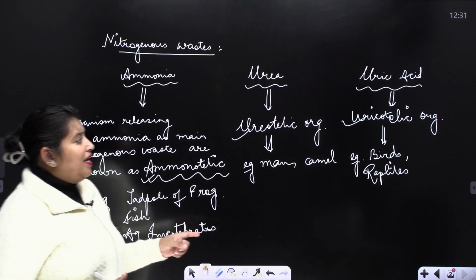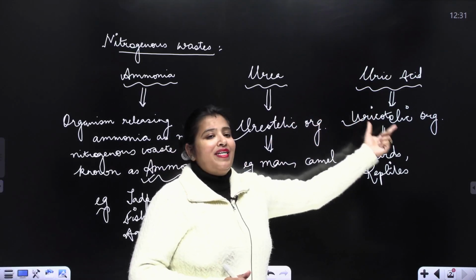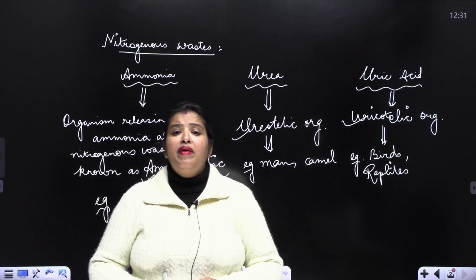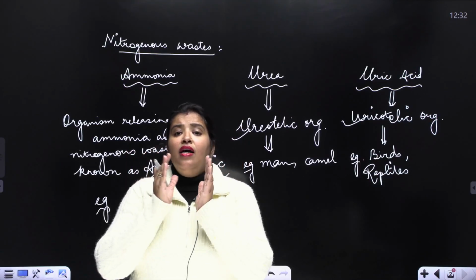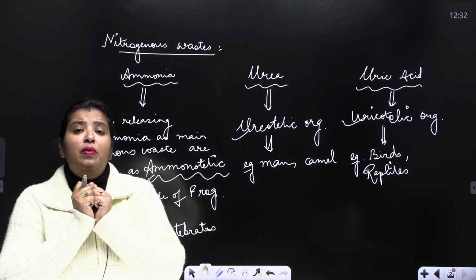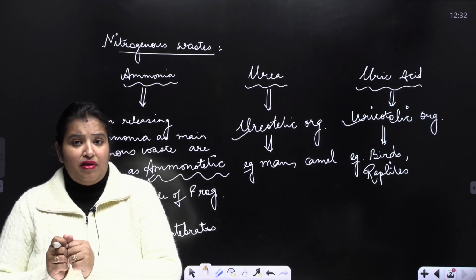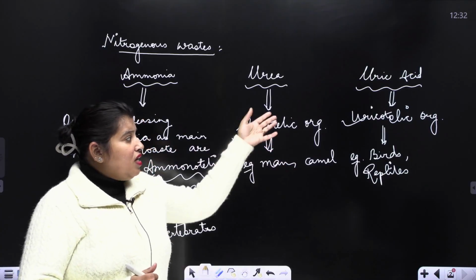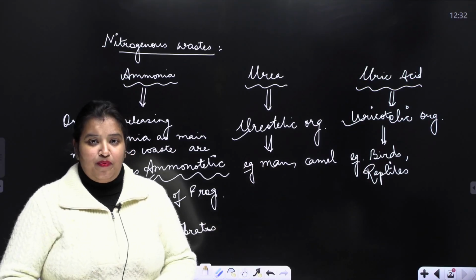All right. And ultimately is the uric acid, where the organisms are known as uricotelic organisms. This nitrogenous waste is mainly produced in organisms which require highly conserved water. Their body needs to conserve a lot of water because of unavailability of water in the surroundings, or they consume less water from the surroundings. So these are uricotelic. Examples are birds and reptiles. All right.